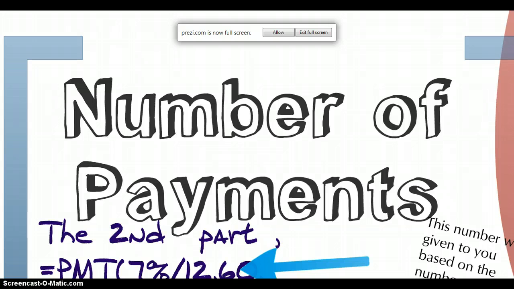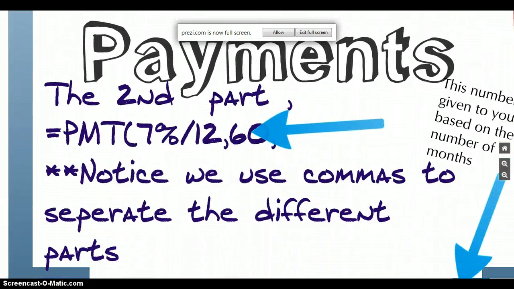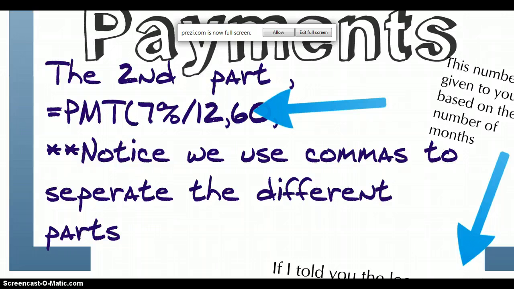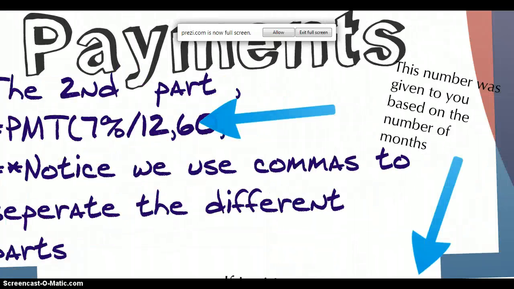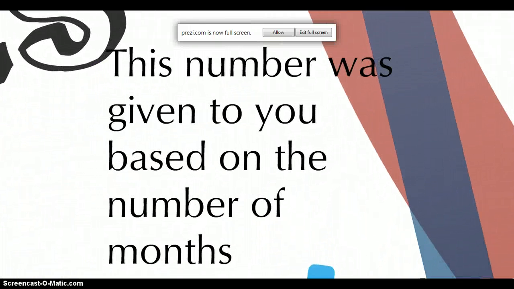The second part of the function is the number of payments. You can see the example here. The first part, we separate the first and the second with a comma, and then we enter in the number of payments. Now, when we talk about number of payments, this is going to be based on months.